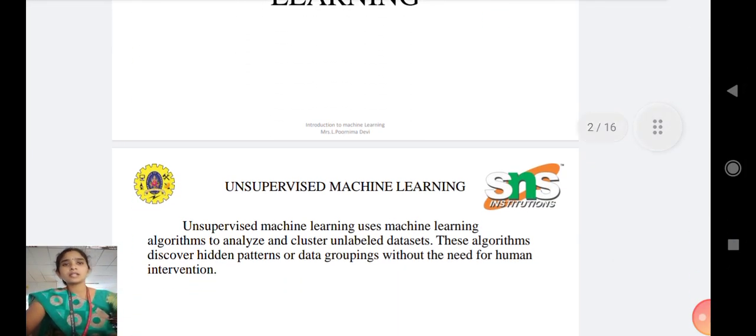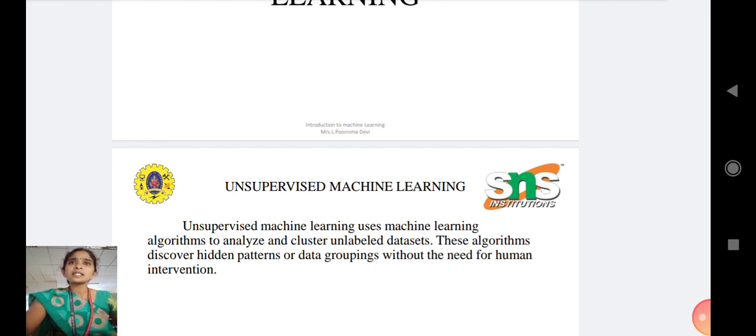Now I discuss unsupervised machine learning algorithms. The unsupervised learning algorithm uses a machine learning algorithm to analyze and cluster the unlabeled dataset. These algorithms discover hidden patterns or data groupings without the need for human intervention. The unsupervised learning algorithm is mainly used to cluster the unlabeled dataset which we use as the training dataset.